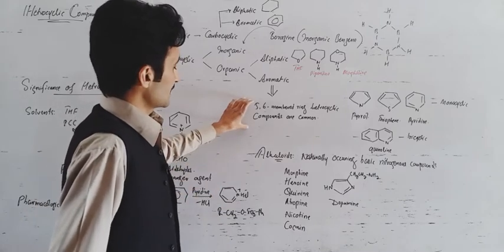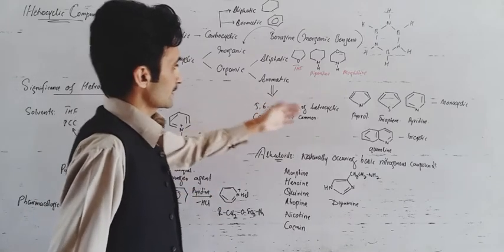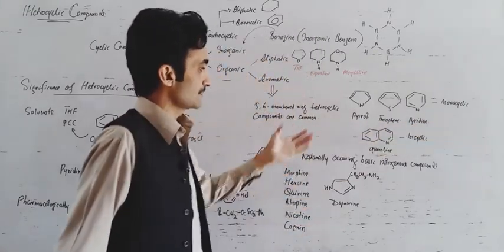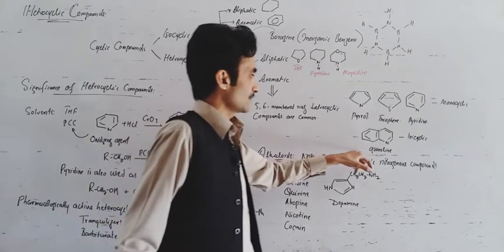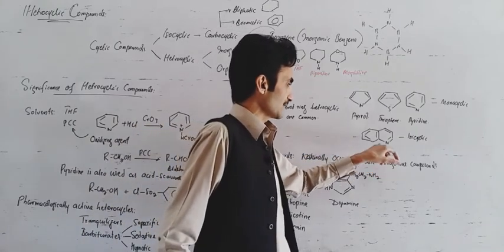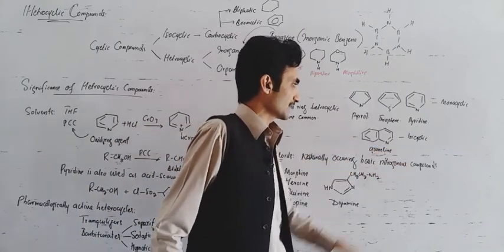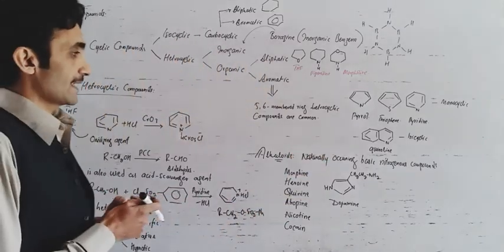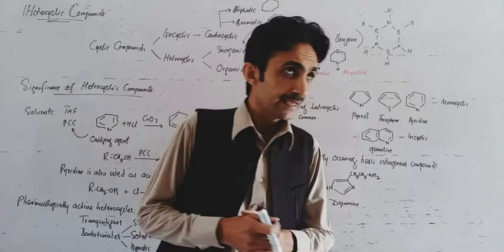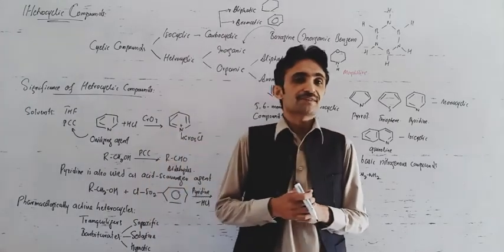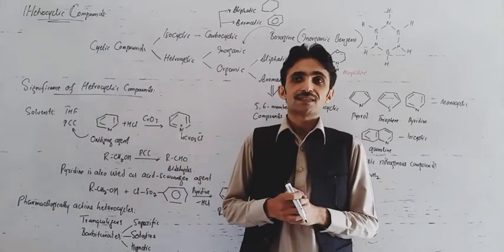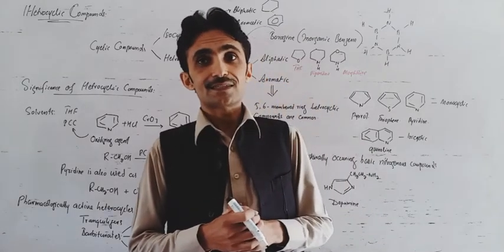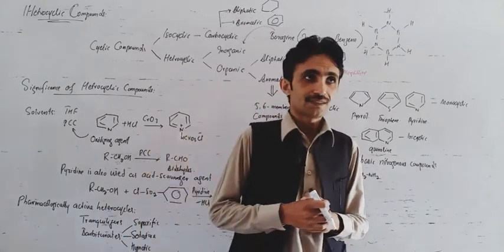Again, these aromatic heterocyclic compounds such as pyrrole, thiophene and pyridine are monocyclic. They can also be bicyclic. Just take the example of quinoline, which consists of two rings. Such heterocyclic compounds are known as bicyclic heterocyclic compounds. Another important category of heterocyclic compounds is alkaloids, which is a very diverse class of naturally occurring heterocyclic compounds.